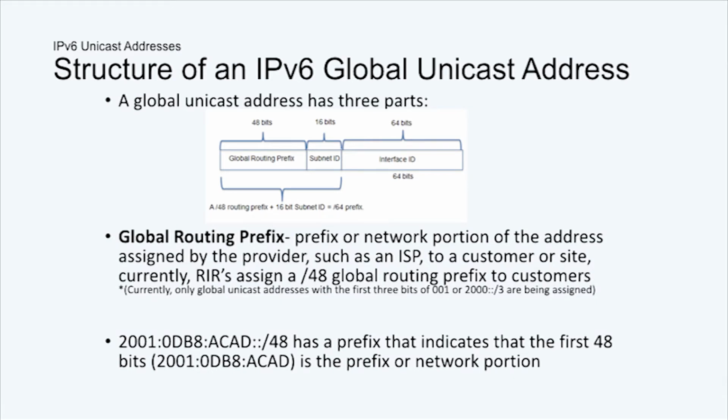So in this sample of an IPv6 global unicast address, we see 2001:0db8:acad::/48. This has a prefix that indicates the first 48 bits, or exactly this much, is the prefix or network portion of that address.